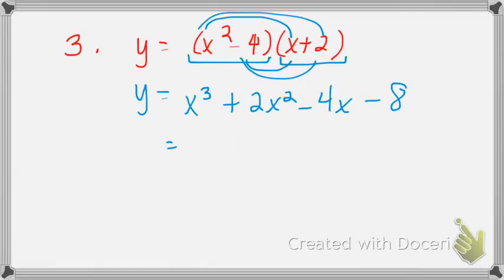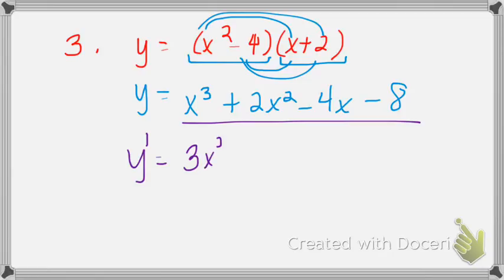Okay, there's nothing to combine, so I don't need to rewrite that. And then to find the derivative, it's really, really easy, and I don't have to use the product and quotient rule because the derivative of x to the third is 3x squared. The derivative of 2x squared is 4x. Derivative of 4x is 4. Derivative of 8 is 0.